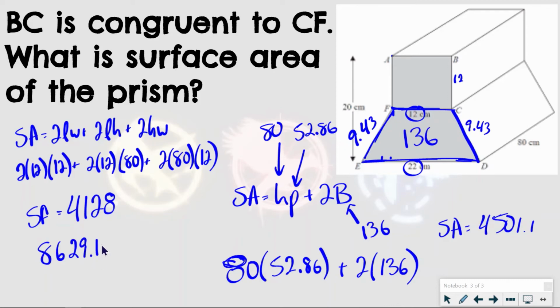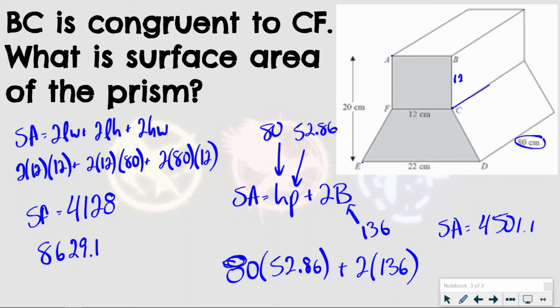8,629.1. Unfortunately, that's including more than I really want to. Right now, that's including this face on top of that trapezoidal prism. So that's including this 80 by 12 rectangle. And this is actually including that same face. So we're really counting it twice when we don't want to be counting it at all. So I'm going to subtract away 2 of those, minus 2 of those rectangles, that 12 by 80 rectangle.